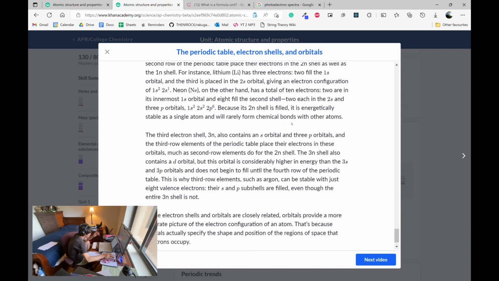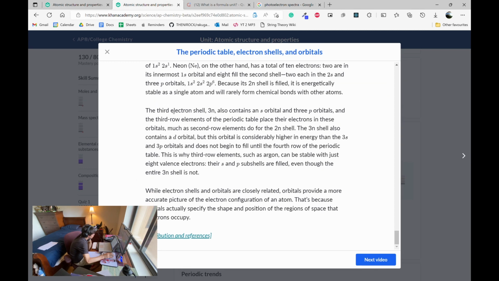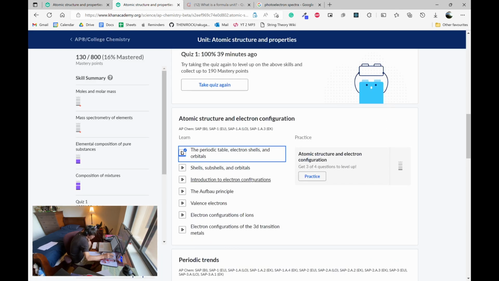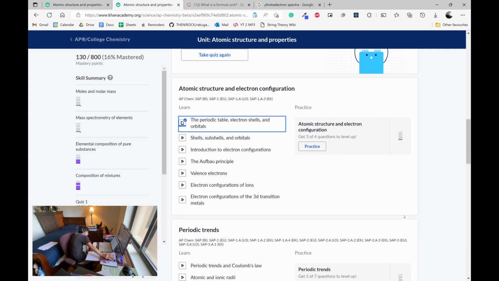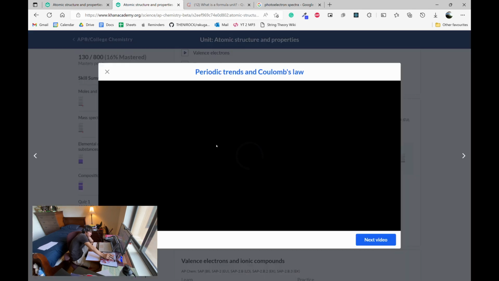This is not helping. Signal intensity. Valence electrons. Yes, I know what those are. They're the outside electrons and they get transferred, and that's how static electricity goes boom boom. Right? Periodic trends and Coulomb's law. Let's watch that.